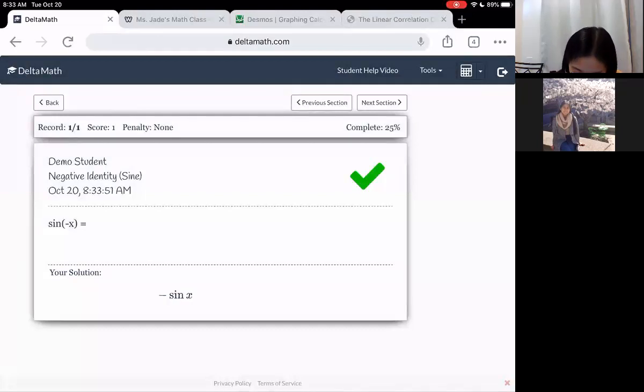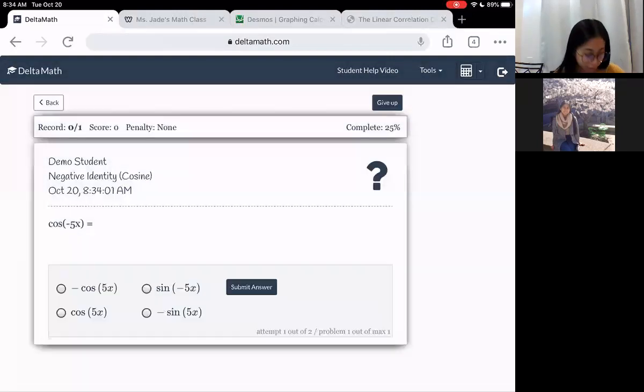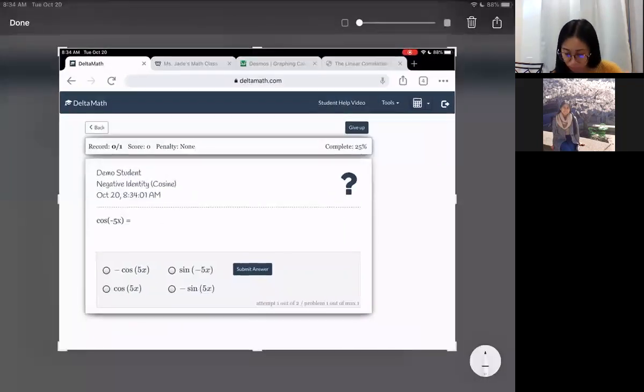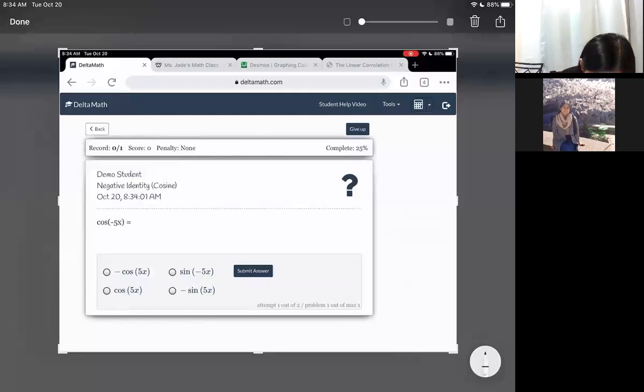We can do the next one together as well. Now we have negative identity cosine. According to our chart, cosine of negative theta is equal to cosine theta. This one is a little bit more complicated. We have on our chart that cosine of negative theta is equal to cosine theta, right? Our problem gives us cosine of negative 5x. So we know that this negative sign will just kind of go away. This negative sign here does not appear on this entire side. So we have cosine 5x.